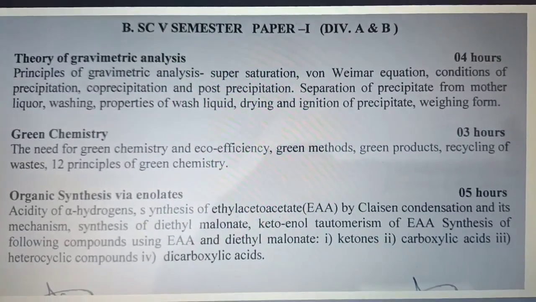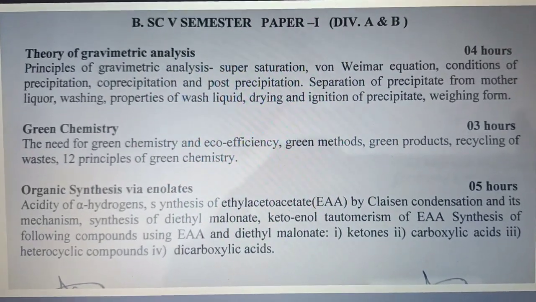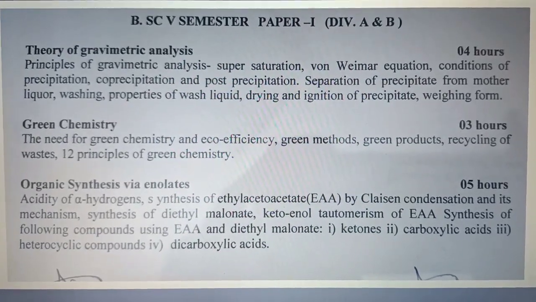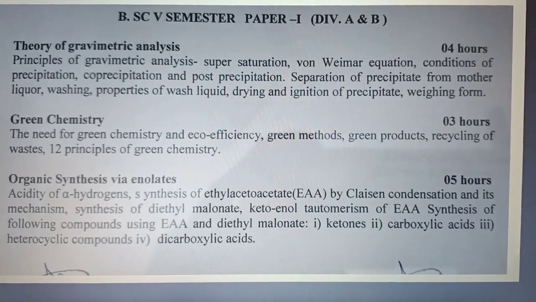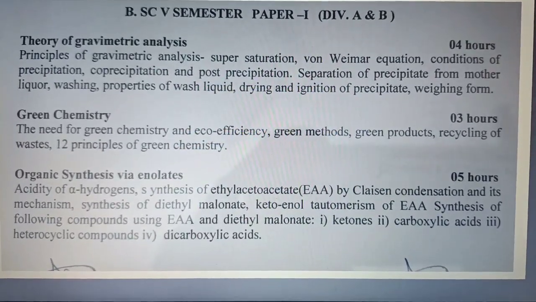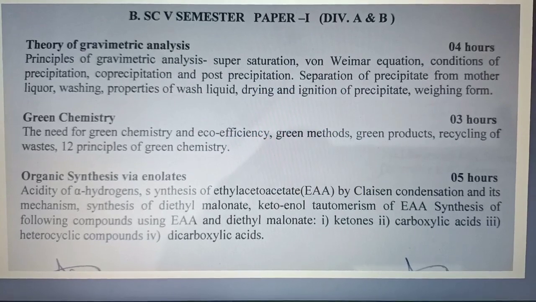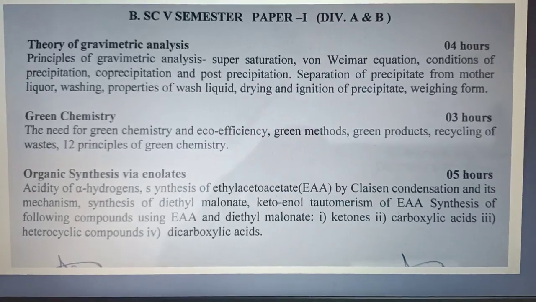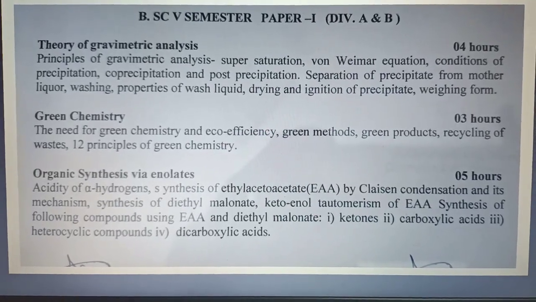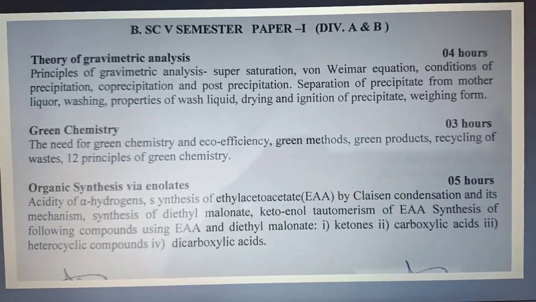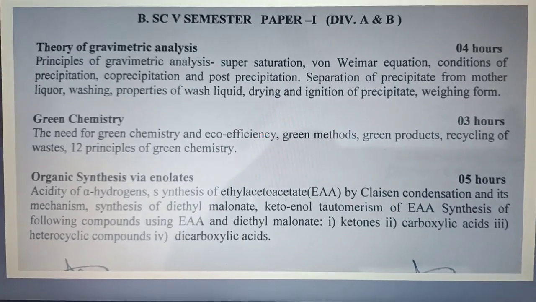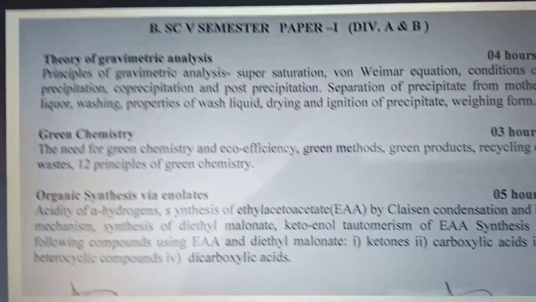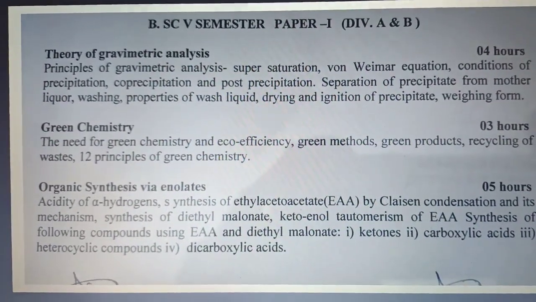Organic synthesis via enolates is completed. The theory of gravimetric analysis involves the principle of gravimetric analysis, supersaturation, the Von Weimarn equation, then conditions of precipitation, co-precipitation, post-precipitation, supersaturation, saturation, etc., and the steps involved in gravimetric estimations like washing, weighing, drying, etc. With this, let me move on to the next slide.